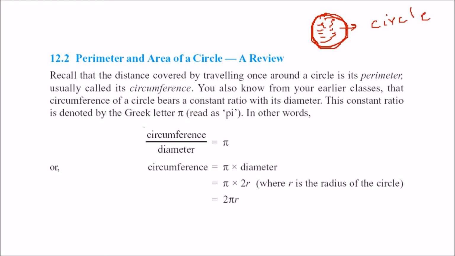And we have seen in various discussions that the circumference of a circle bears a constant ratio with the diameter, which is pi. This is the Greek letter pi. So what is this circumference? Take the diameter here. Diameter is nothing but 2 into r. So pi into 2 into r, that is 2 pi r. So circumference is 2 pi r for the circle.